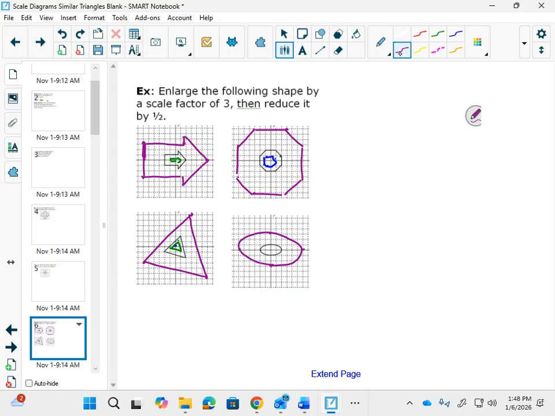Excellent. Not bad. The right side. Ooh, that's actually pretty good. Nailed it.